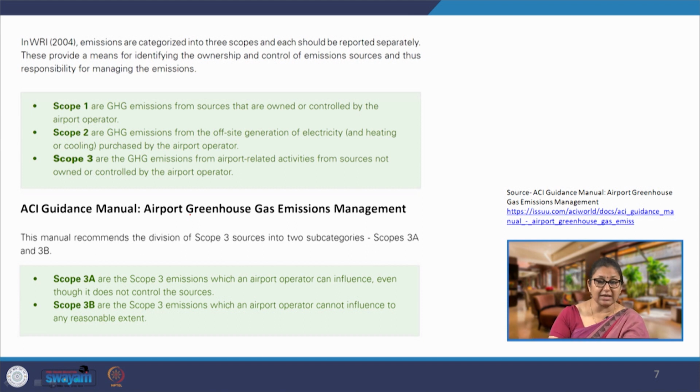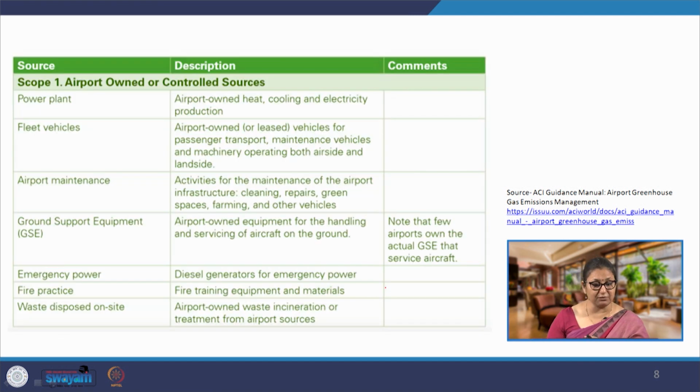So, what the ACI guidance manual says is that it divides the scope 3 emissions further into two categories, 3A and 3B. 3A are the emissions which the airport operator can influence, while 3B are the emissions which the airport operator cannot influence. So, this is how they have divided the scope 3 into 3A and 3B, and we will look at what all activities fall under scope 1, 2 and 3.